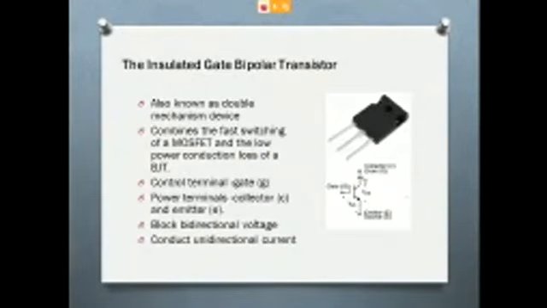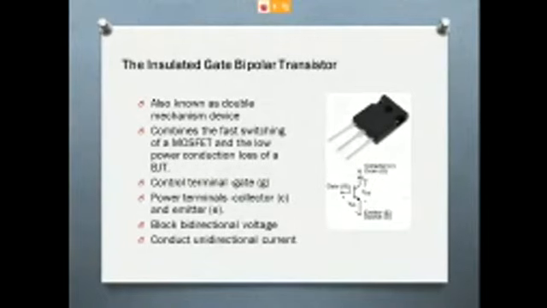So let's go to the next or the last type of switch used, which is the most commonly used switch, the IGBT. The IGBT is also a 3-terminal device, being gate, collector or drain, and emitter or source. This is also known as a double mechanism device due to its double mechanism. And it combines the fast switching of a MOSFET and the low conduction loss of a BJT. This is contributing to both of the applications of MOSFET and BJT together, making an IGBT. The control terminal is the gate, and the power terminals are the collector and the emitter.